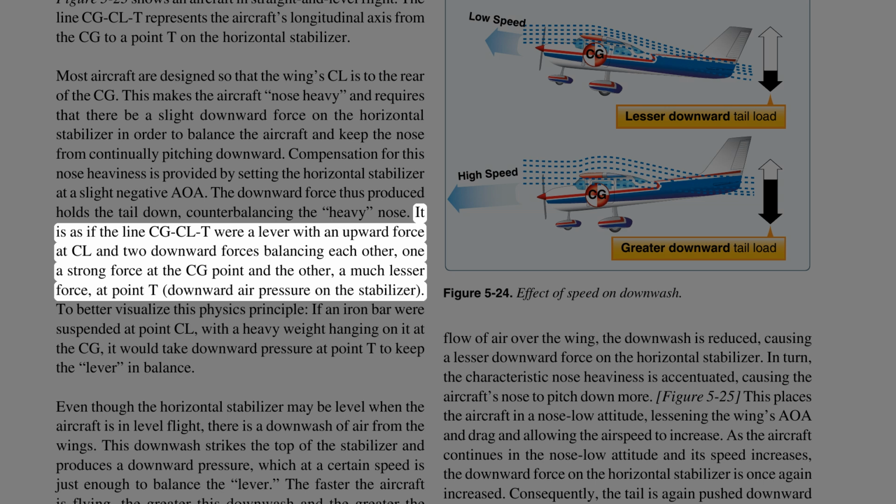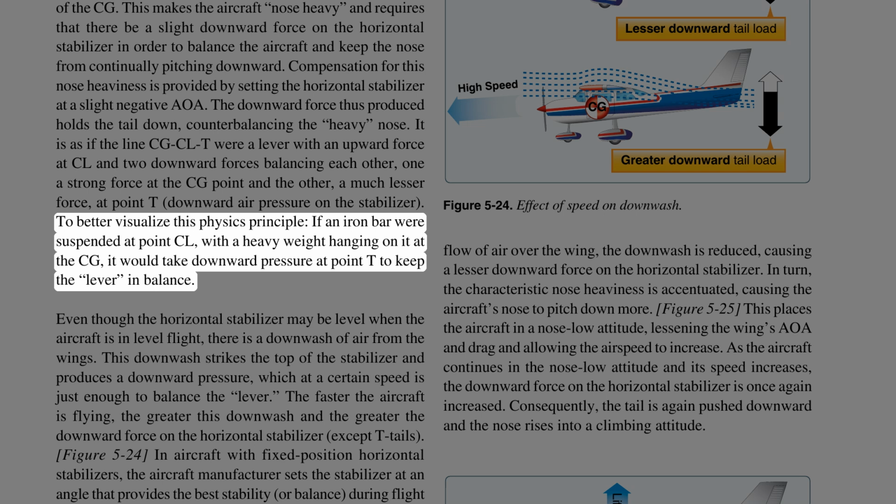It is as if the line CG-CLT were a lever with an upward force at CL and two downward forces balancing each other. One a strong force at the CG point and the other, a much lesser force, at point T, downward air pressure on the stabilizer. To better visualize this physics principle, if an iron bar were suspended at point CL, with a heavy weight hanging on it at the CG, it would take downward pressure at point T to keep the lever in balance.